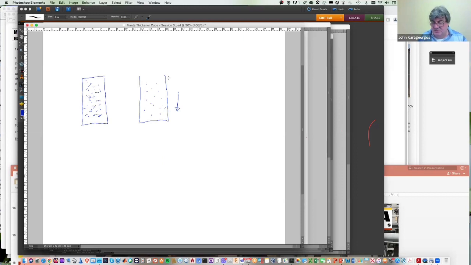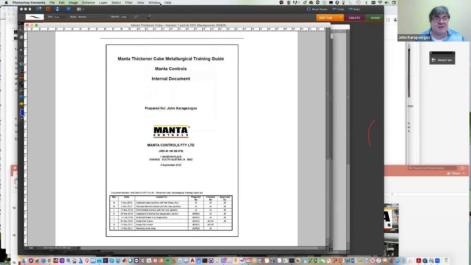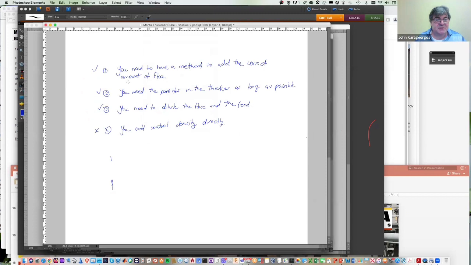So by doing those 3 things, where are we? Number 2: you need to have a method to add the correct amount of floc, interfaces. You need to leave the particles in the thickener as long as possible, bed pressure, interfaces. You need to dilute the floc and feed so you don't get hindered settling. You do those 3, and then the outcome is the best possible underflow density, which is the highest water recovery. And I think that's 31.5 minutes.